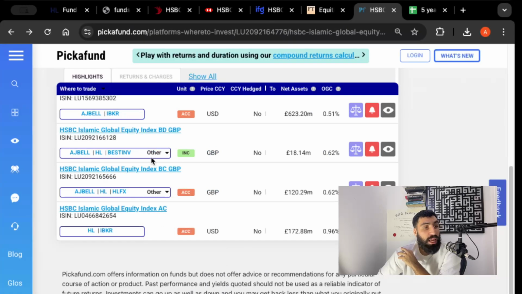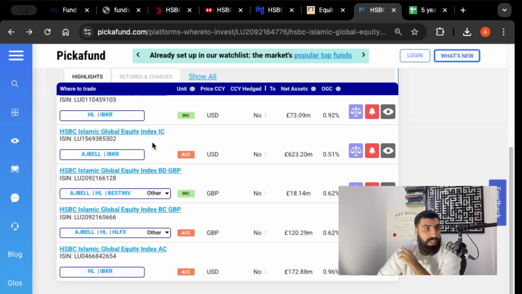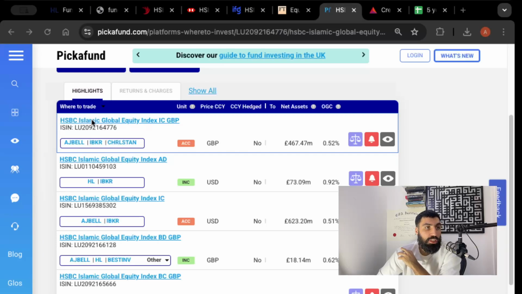But now that we know that the IC GBP is cheaper, that's the one we want. Do remember there is the other IC one, but that one's in US dollars. That's not the one you want. You want the IC GBP, which is this top one. And the brokers that you can buy it with are AJ Bell, Interactive Brokers, and Charles Stanley.